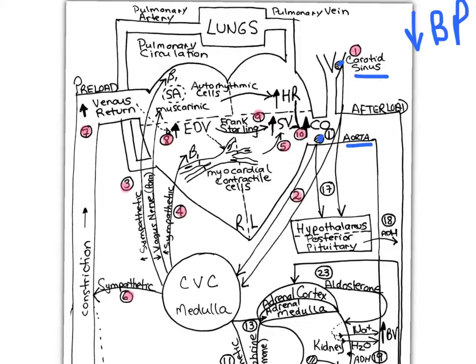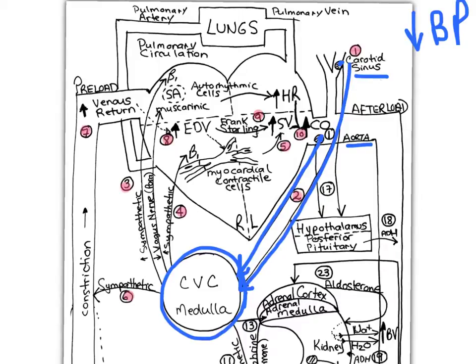These receptors are then going to send afferent signals to the cardiovascular control center in the medulla, and this is acting as the integrator. It will then send out efferent signals. Let's look at the two branches of the autonomic nervous system, the sympathetic and parasympathetic.